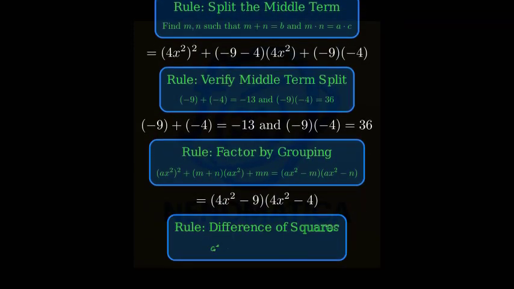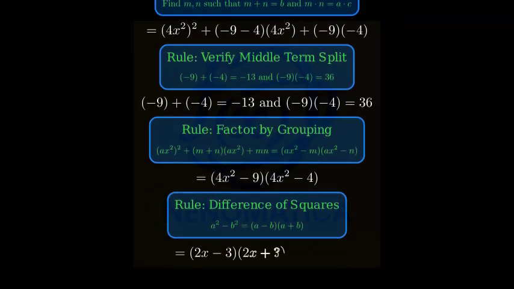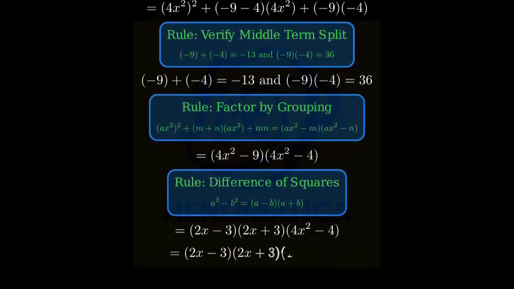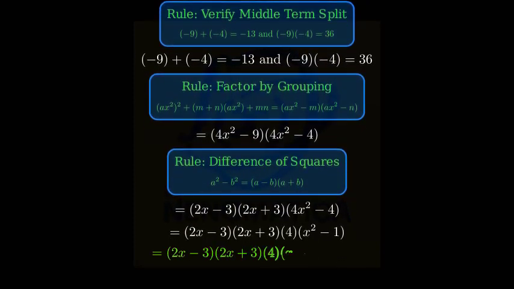In step 6, we can simplify further. For the first factor, 4x squared minus 9 can be factored as 2x minus 3 times 2x plus 3, which is a difference of squares. For the second factor, 4x squared minus 4 equals 4 times x squared minus 1, which equals 4 times x minus 1 times x plus 1. Now, let's move on to our second example.